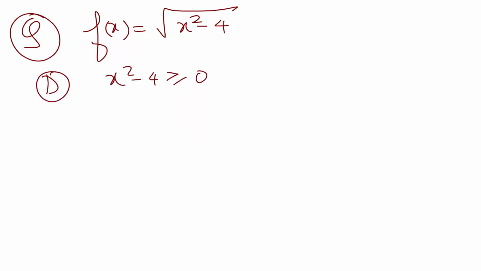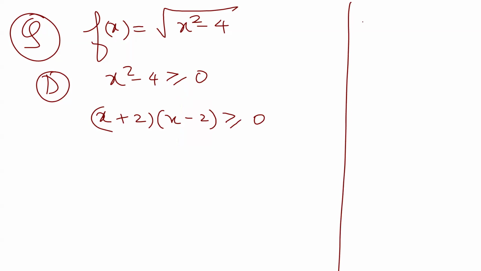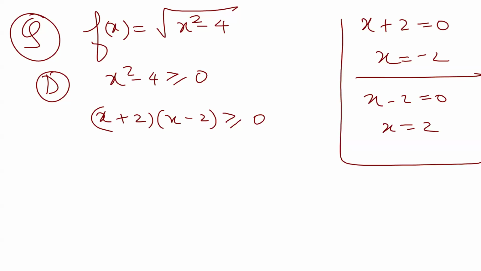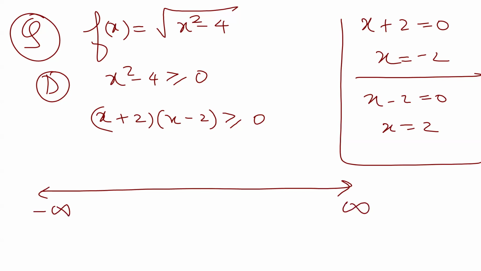Now what we will do is we'll write this as x plus 2 times x minus 2, which is greater than or equal to 0. Equate each bracket to 0. X plus 2 equal to 0, x is equal to minus 2, and x minus 2 equal to 0, so x is equal to 2. So these are the critical values. After getting the critical values, I'll draw a number line: negative infinity, positive infinity, minus 2 and 2. So there are three regions: region number 1, region number 2, region number 3.